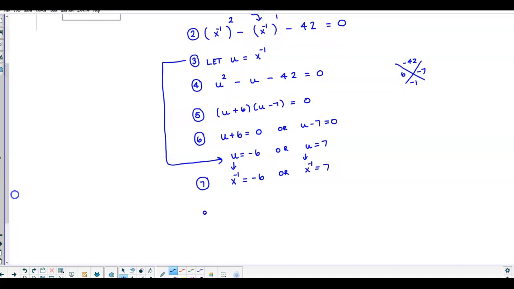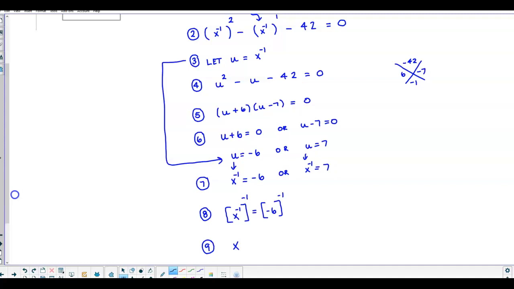So what we want to do is solve for x. So we have x to the negative 1, and that's equal to negative 6. We want to make this x to the negative 1 be x to a positive 1. In order to do that, we can raise both sides to a negative 1.